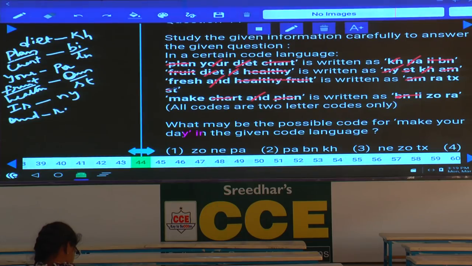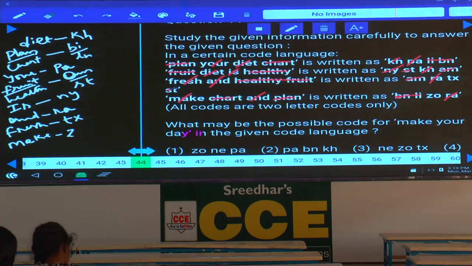RA is common, and the code to the word is RA, RA and RA. Now in the third statement, fresh is the word which is left over and the code which is left over is TX. And the code to the word fresh is TX. And make is left over here, ZO. And the code to the word make is ZO. Now these are the words and their corresponding codes.